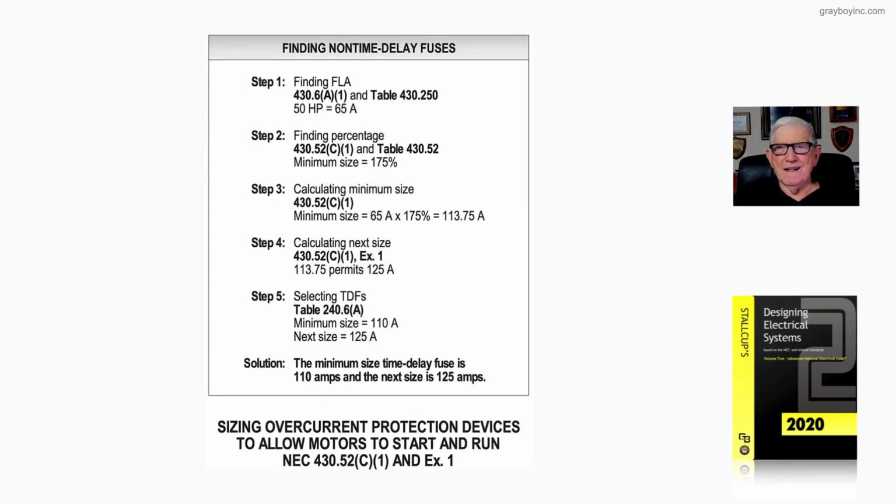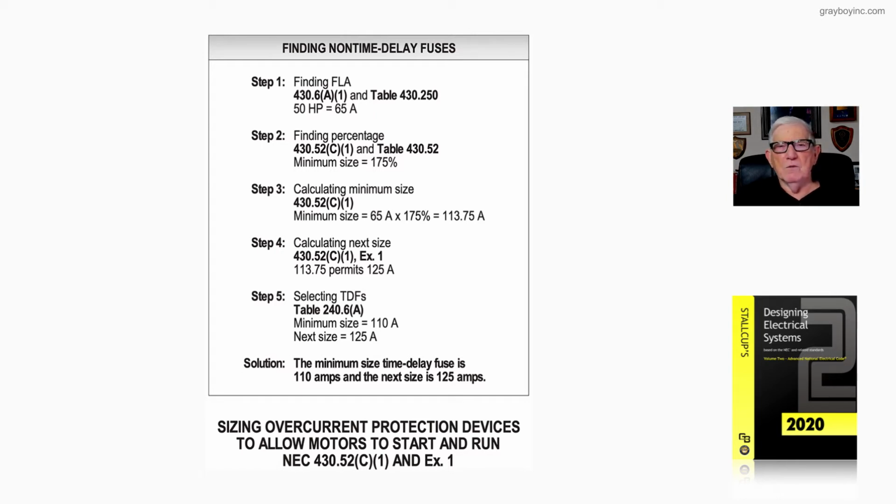Now this figure 18-25B illustrates the procedure for sizing non-time delay fuses. Notice in step 1, 430.6A1 refers you to table 430.250 to find the full load current of the motor based upon 50 horsepower, 3-phase, 460 volts. The full load current rating is 65 amps, selected from table 430.250.